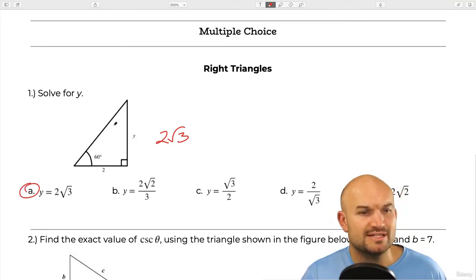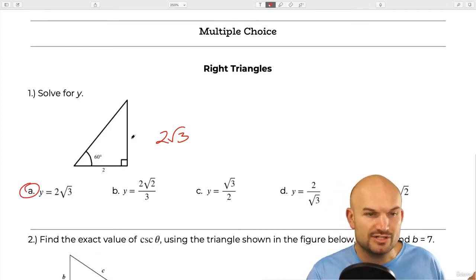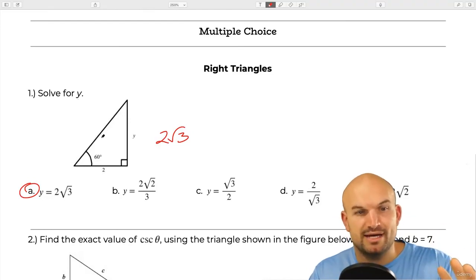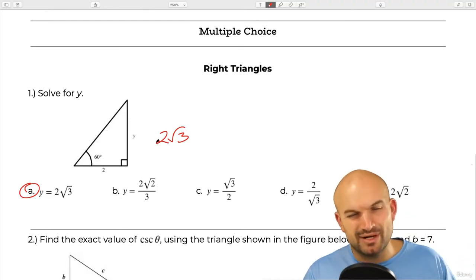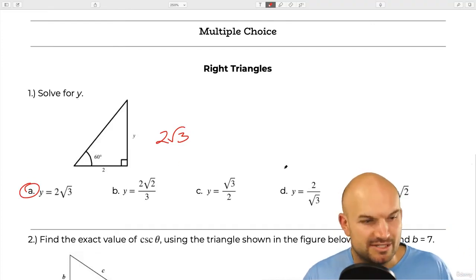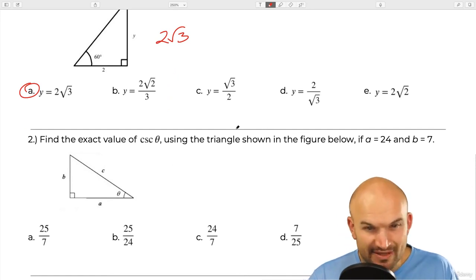You could also think about this in terms of your unit circle, and you wouldn't want to use 2 here, but you'd have to understand the relationship of 60 degrees for 1, and then just multiply that by 2. So it's a little bit weird, but I think knowing your special right triangles would be the best use there. The next one says find the exact value of the cosecant of theta.